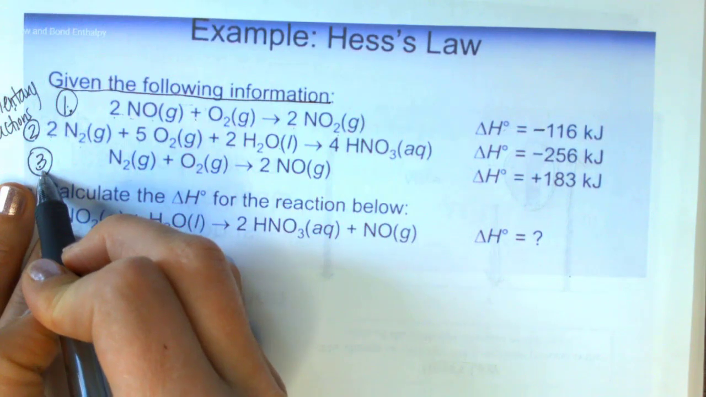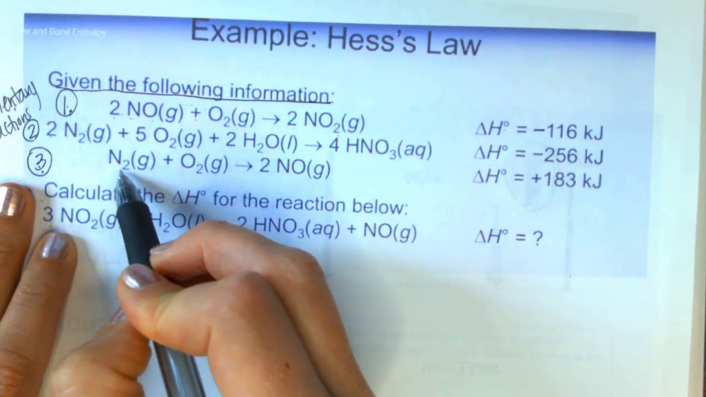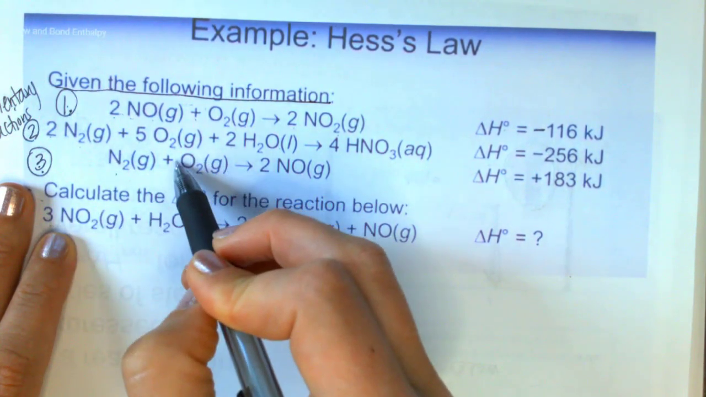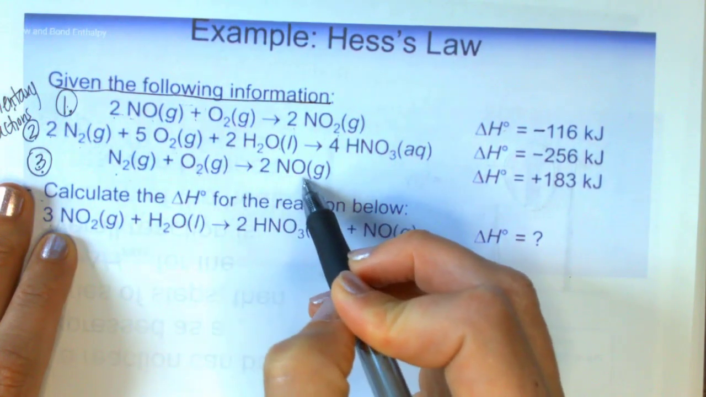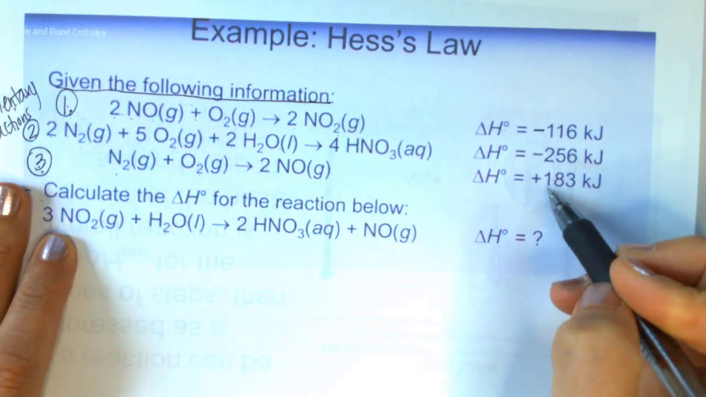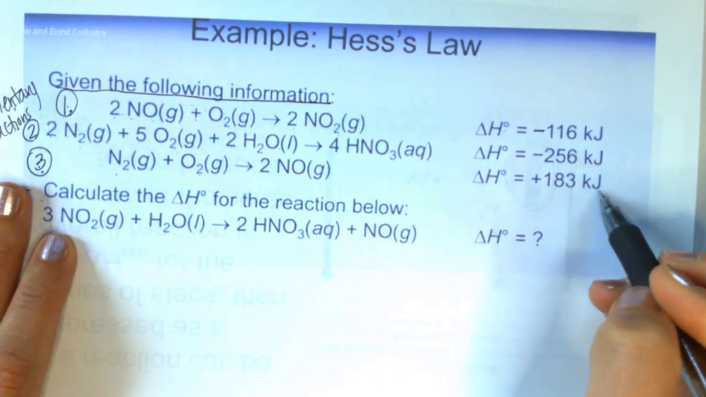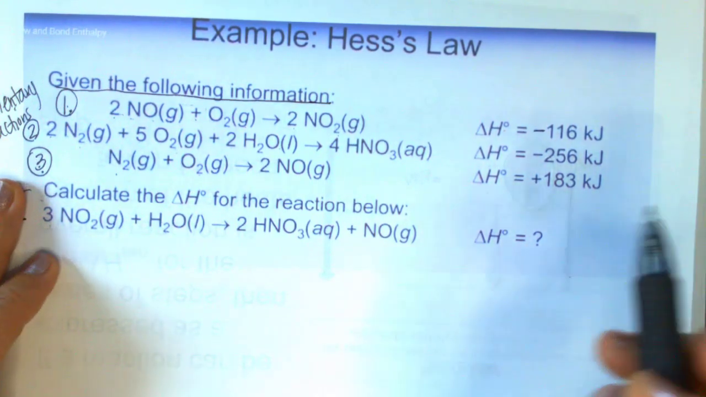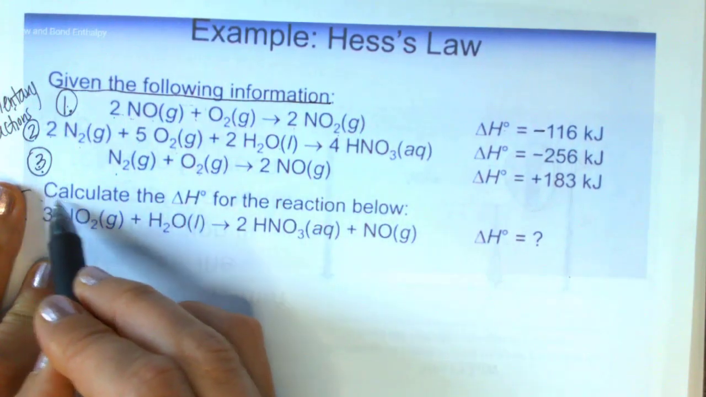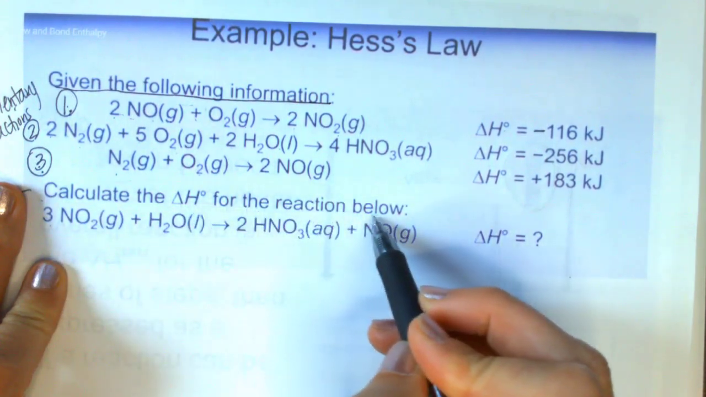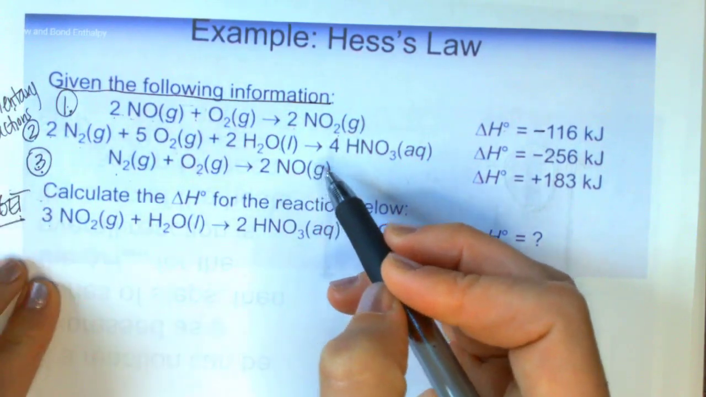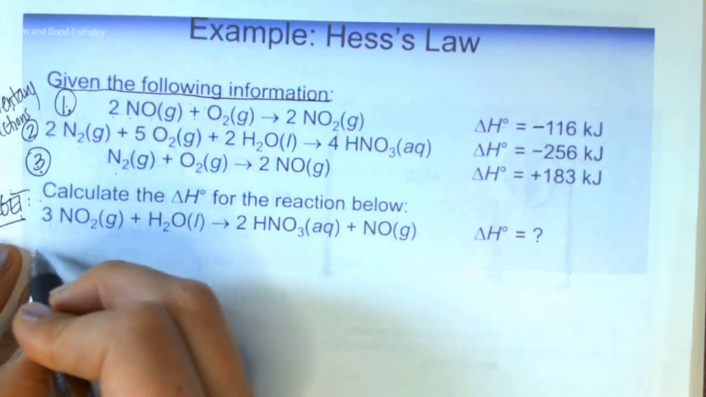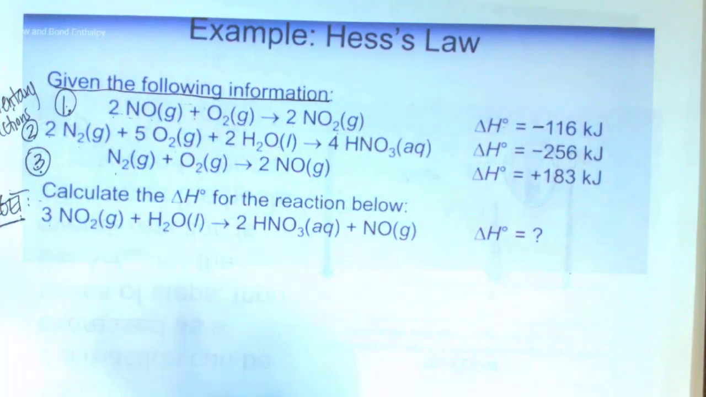And the third elementary reaction says that 1 mole of nitrogen gas plus 1 mole of oxygen gas creates 2 moles of NO. It's an endothermic reaction and absorbs 183 kilojoules of heat. So it wants us to calculate the delta H for the reaction below using these 3 elementary reactions to make this target reaction.